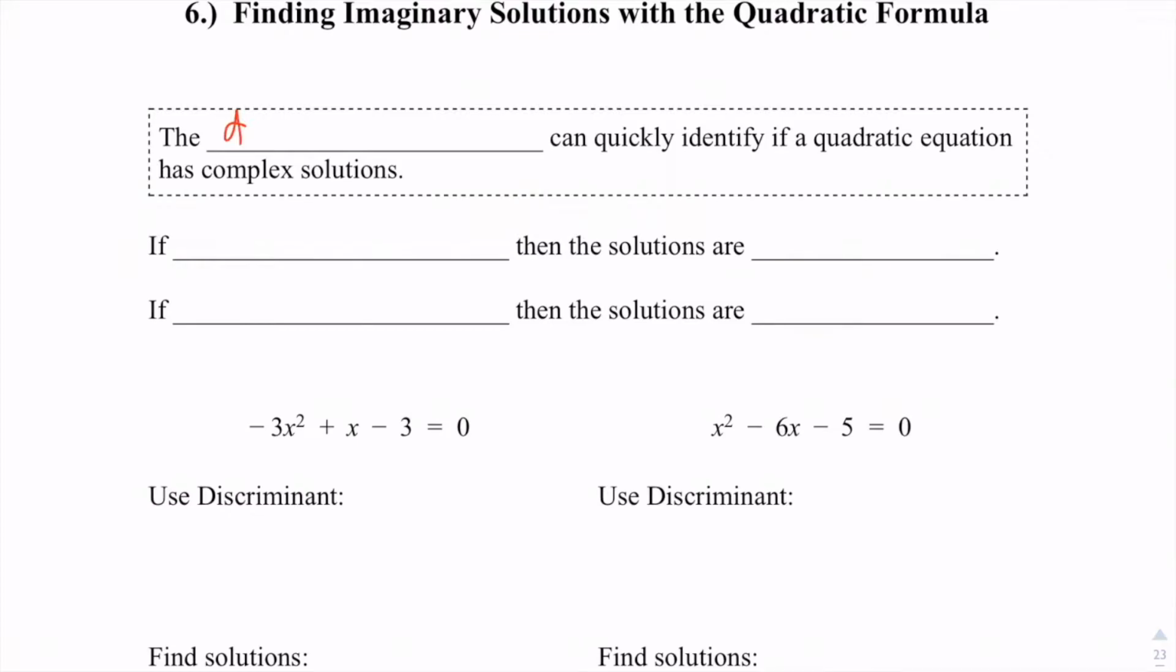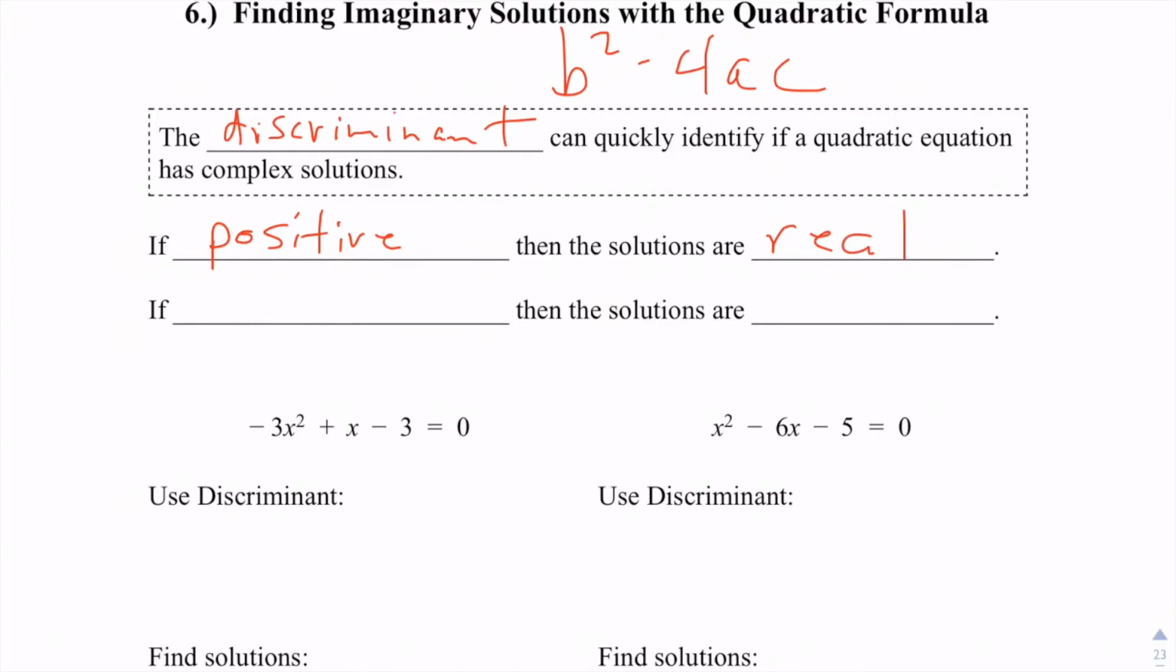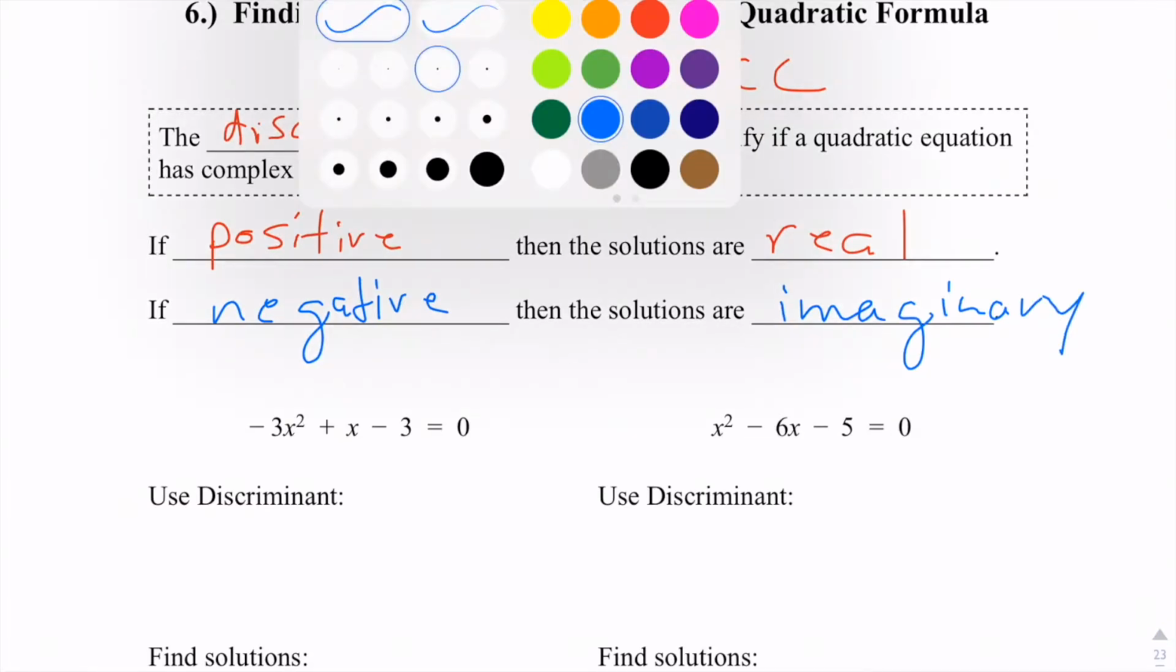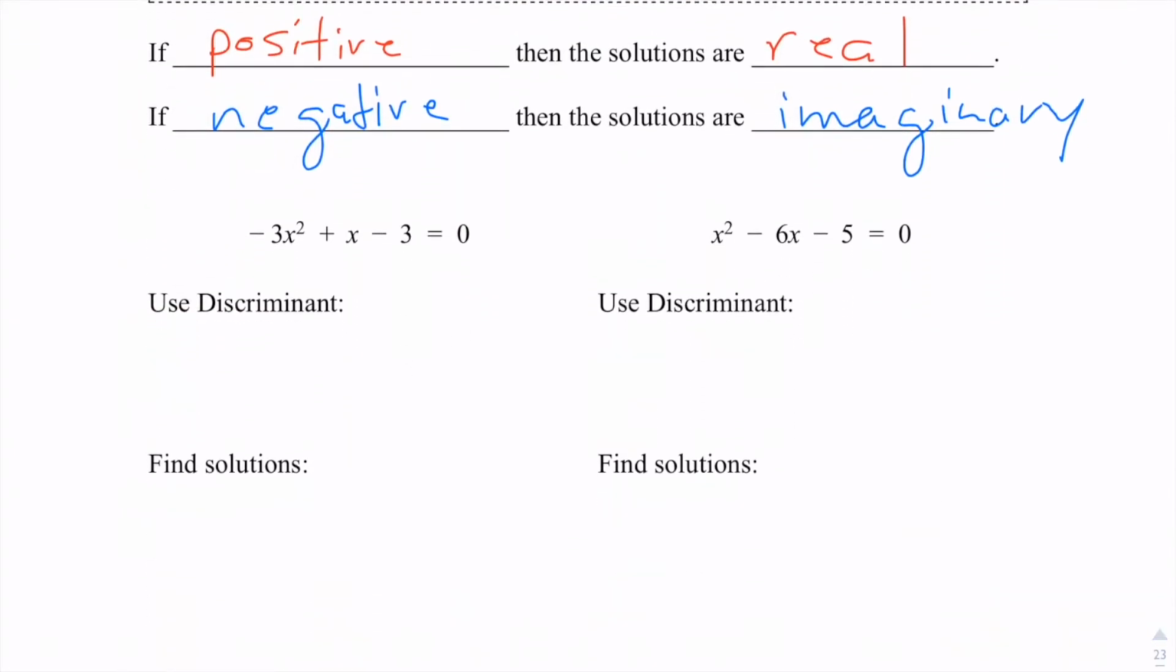We can use the discriminant to quickly identify if a quadratic equation has complex solutions or real solutions. If you recall, the discriminant is just figuring out the value of b squared minus 4ac. And if that number is positive, then the solutions are real. And if that number is negative, then the solutions are imaginary. So what we're going to do is decipher what the discriminant is in these two equations and then find our solutions.